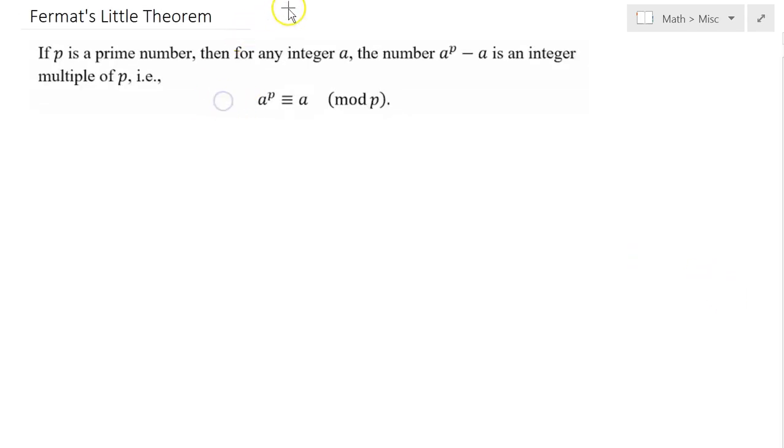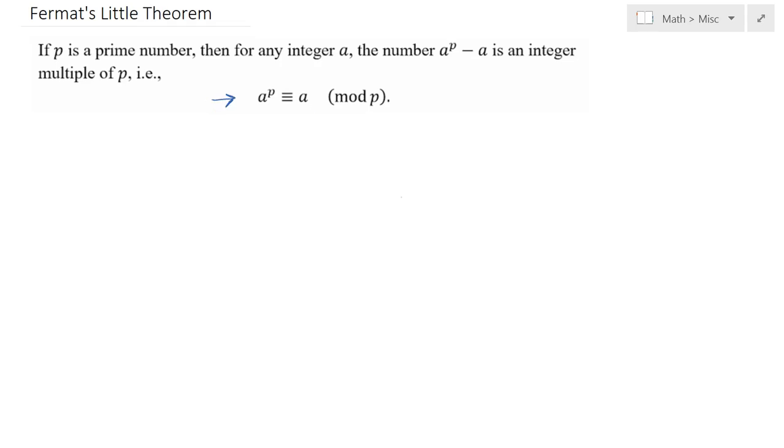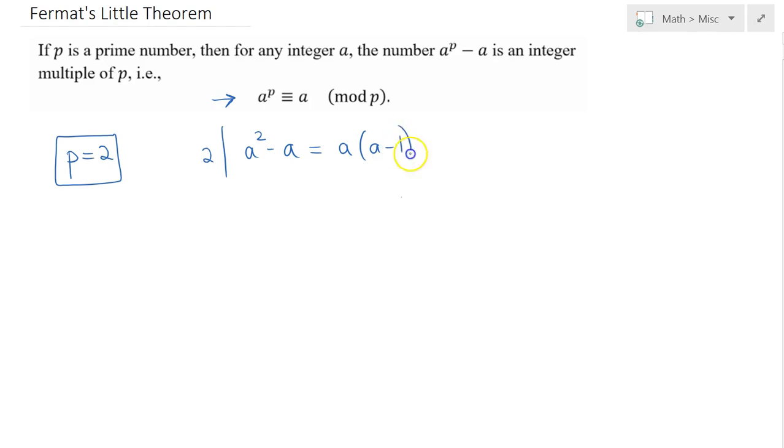In the language of modular arithmetic, that would be the following statement: a raised to the pth power is congruent to a mod p. Consider first the case when p is equal to 2. In this case, we would like to show that 2 divides a squared minus a, which is simply equal to a times a minus 1.